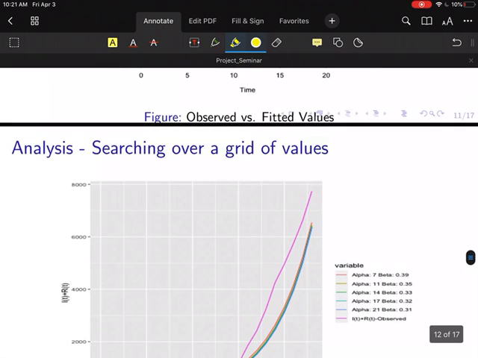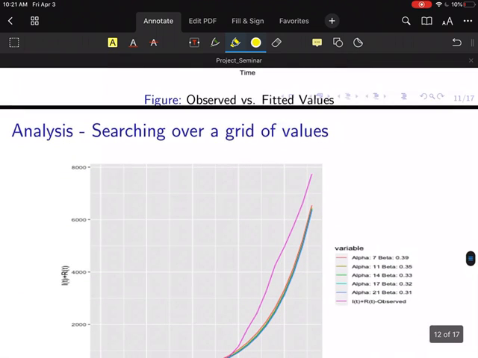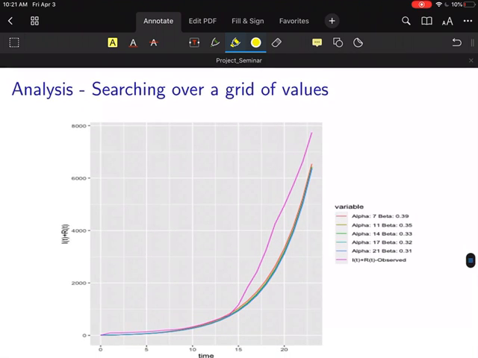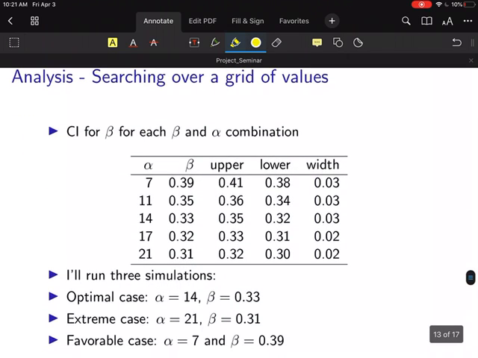As a way of trying to improve this model, I decided to search over a grid of values. That is, I fixed various values of alpha and decided to look for the optimal betas at those points, right? So I fixed alpha to be 7, 11, 14, 17, and 21. And then my realization was that there isn't so much difference for each alpha-beta combination, right? And that can be seen from the confidence intervals I obtained for the beta values. So this is the upper confidence bound for the beta values, and the lower for the beta values. Their confidence widths are approximately the same.